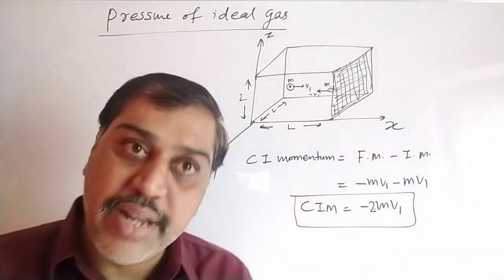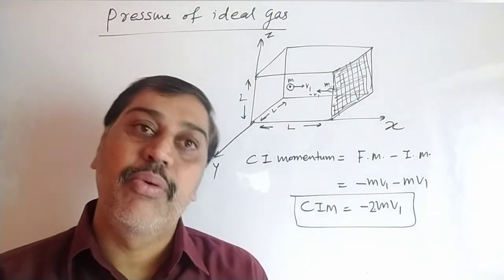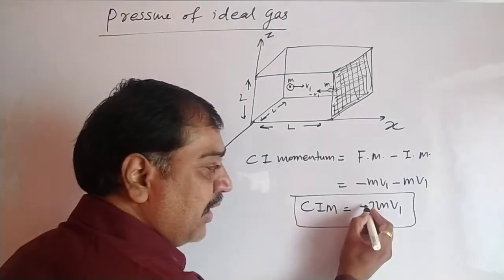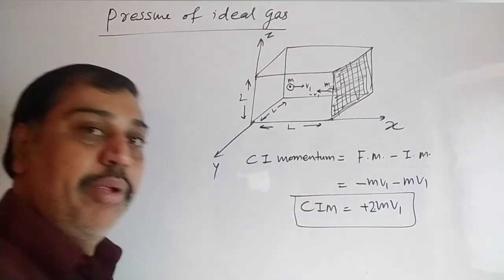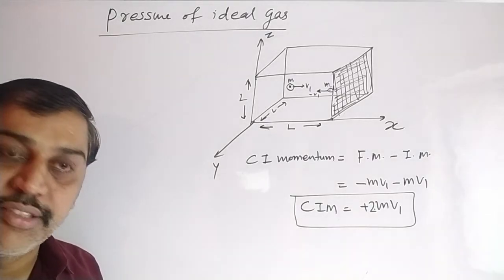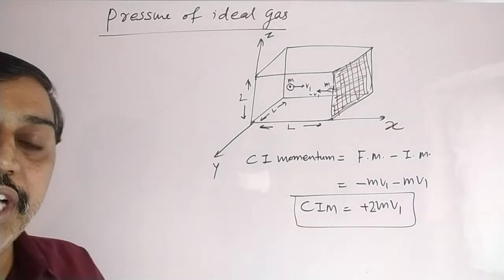But we have already assumed, up to first approximation, that the collision must be perfectly elastic. If the collision is perfectly elastic, there should not be loss in momentum. So this minus sign should be considered as positive, because we assume that there is no loss of kinetic energy, no loss of momentum. So plus 2 m v1 is nothing but the change in momentum.